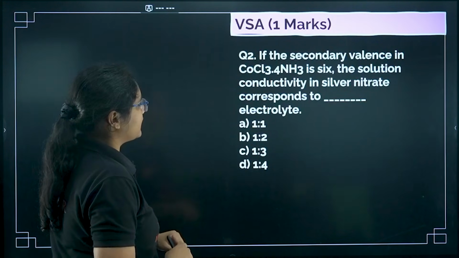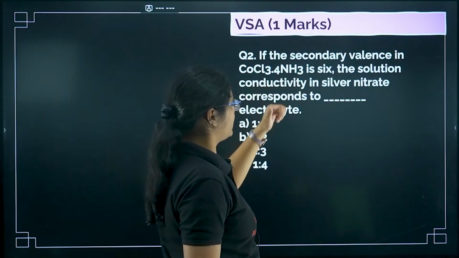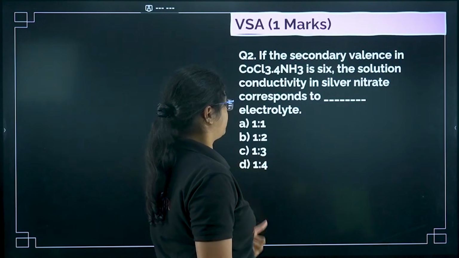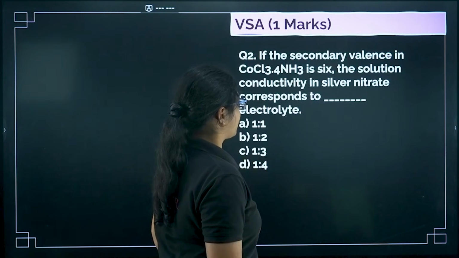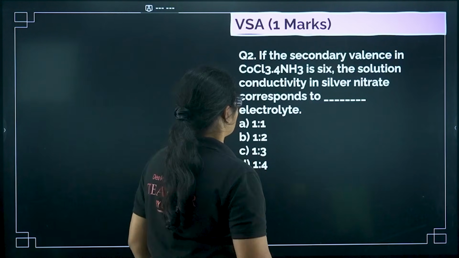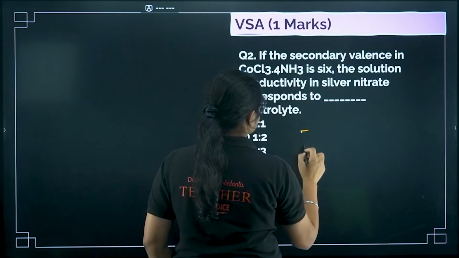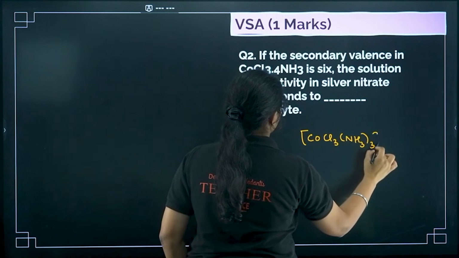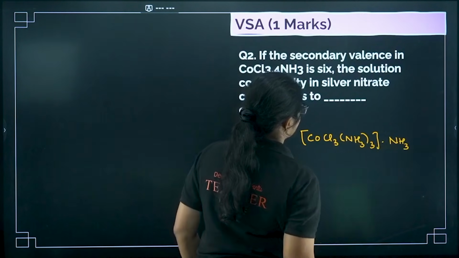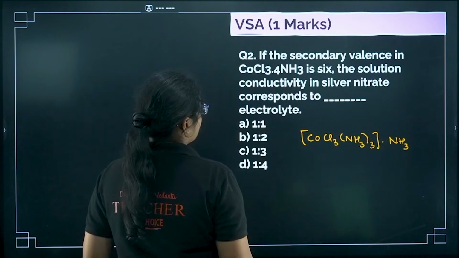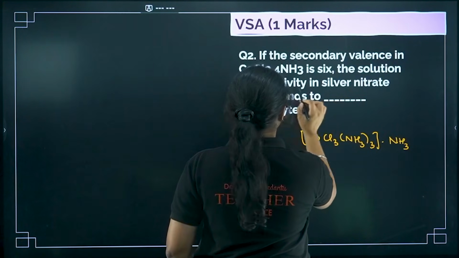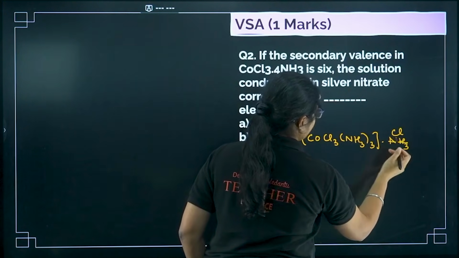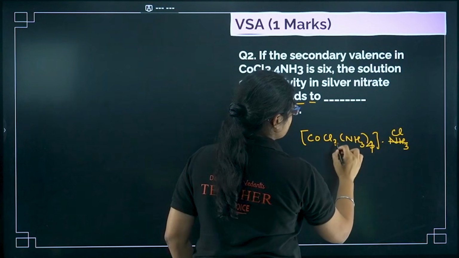Next, if the secondary valency in CoCl3.4NH3 is 6, the solution conductivity in silver nitrate corresponds to dash electrolyte. If the secondary valency is 6, that means you have CoCl3 and NH3 whole 3, and you need to have one NH3 outside. Now, you have to have 1 chlorine outside because you are treating it with silver nitrate, and here you will have 2 chlorines.